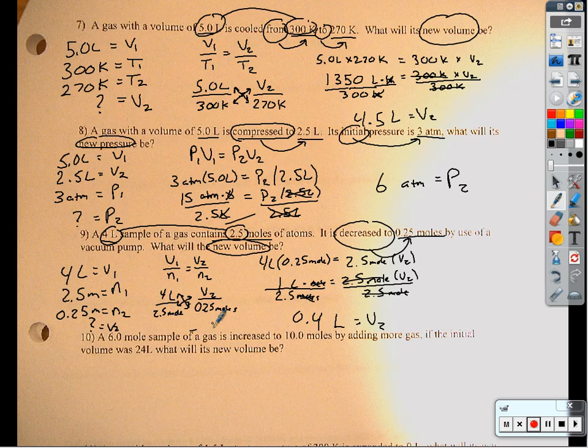Well, that's all I'm going to work out. The rest of them you have to work out. You need to be able to do this for our quiz tomorrow. I am going to put the answer key up here so that you can check your work.